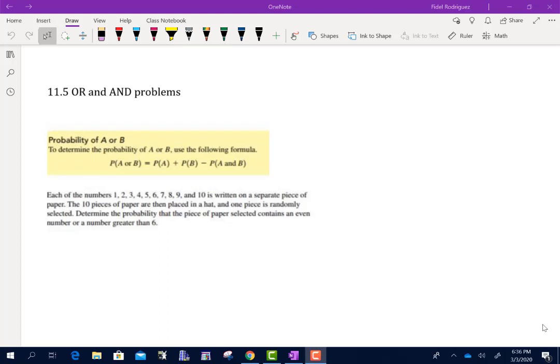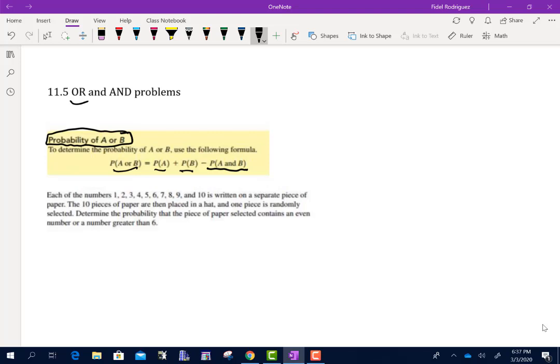Section 11.5 talks about "or" problems, okay? So let's take a look here and see if we can figure these out. This is going to be the probability of A or B. So this is obviously an or problem. To determine the probability of A or B, we're going to use the following formula: the probability of A or B is equal to the probability of A plus the probability of B minus the probability of A and B. Okay, so let's see if we can go through that.